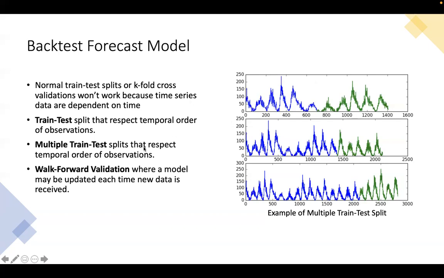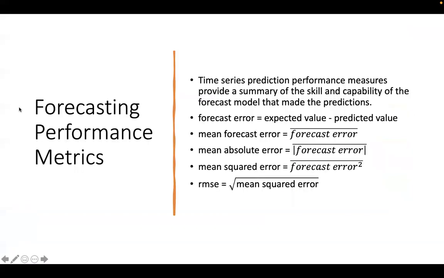And then the third way of testing your model is the walk forward validation. So for example, imagine you have a model with 10 data points, you're testing it, and then another data point comes in, you're testing it again, another data point comes in, you're testing it again. So you're kind of walking forward to see how the score of your model develops. But yeah, those are the most common ways of backtesting your forecast model with time series data.